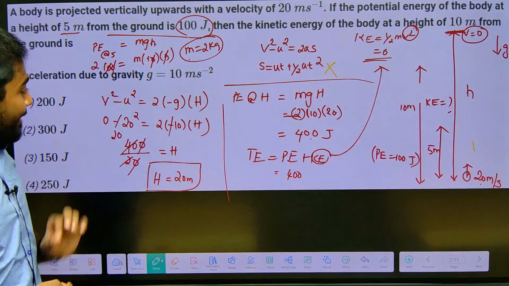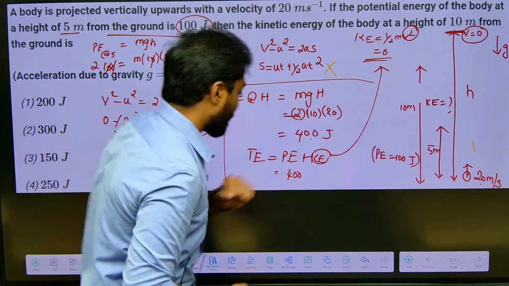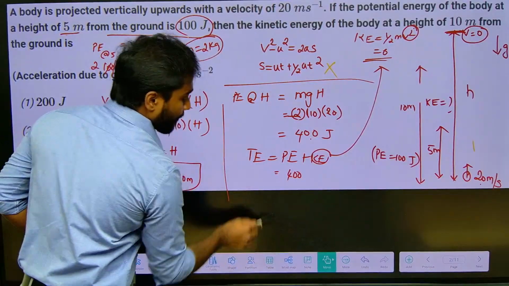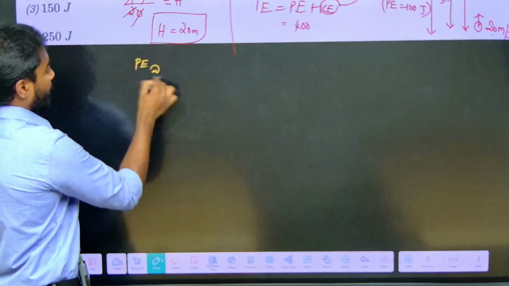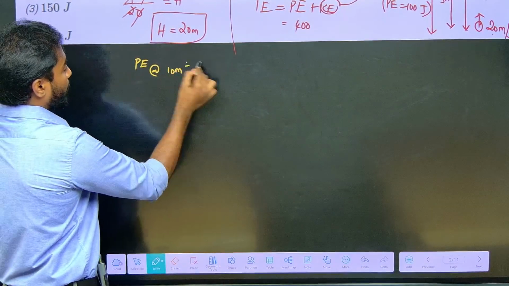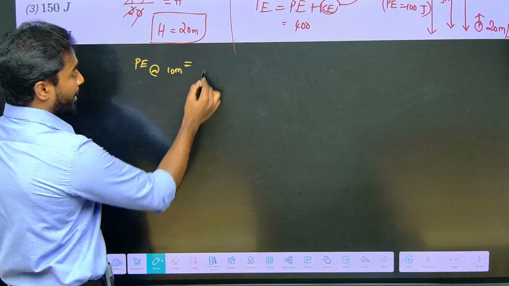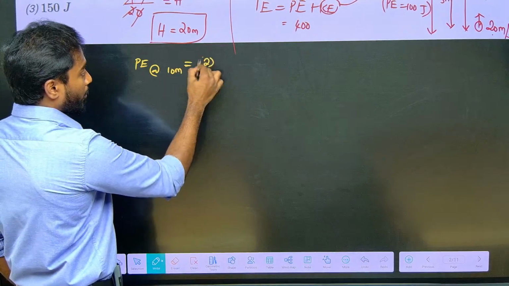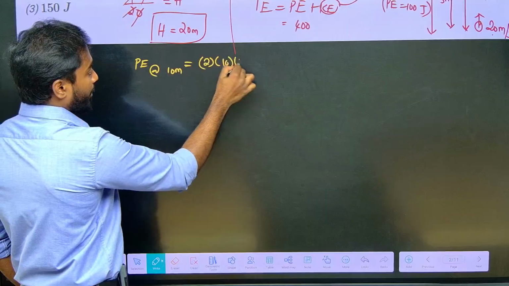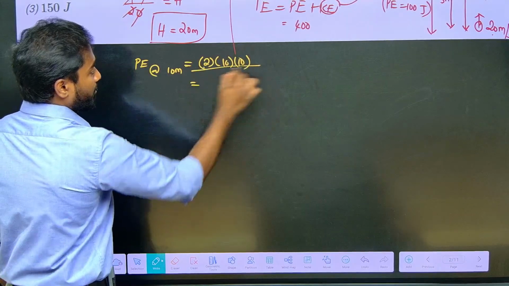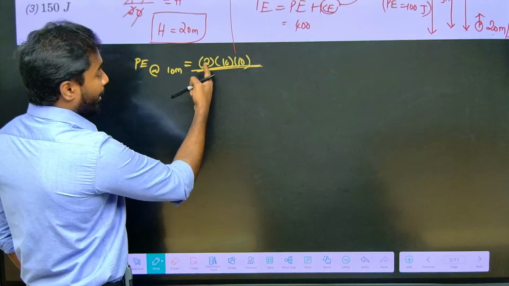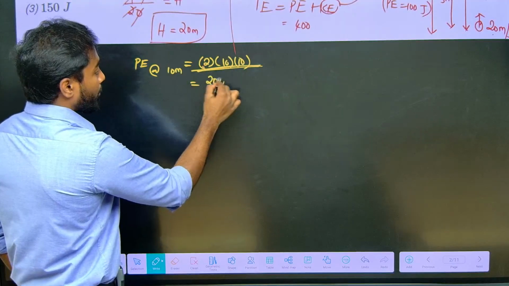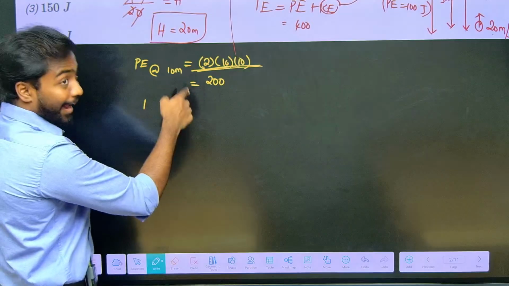Now at height 10 meter I need to find it. Height 10 meter in the sense, potential energy at 10 meter will be equal to mass how much? 2, height 10, gravity 10. So how much it is? 10 into 10 is 100, 2 times 200. So at height 10 only.